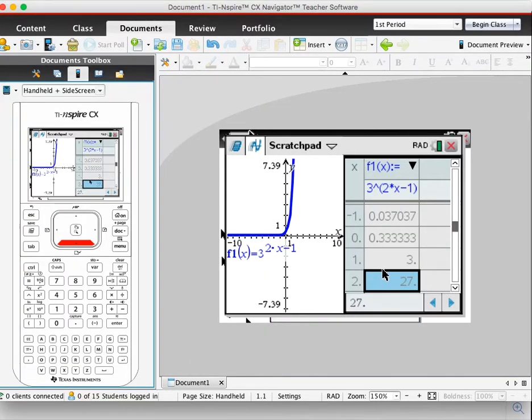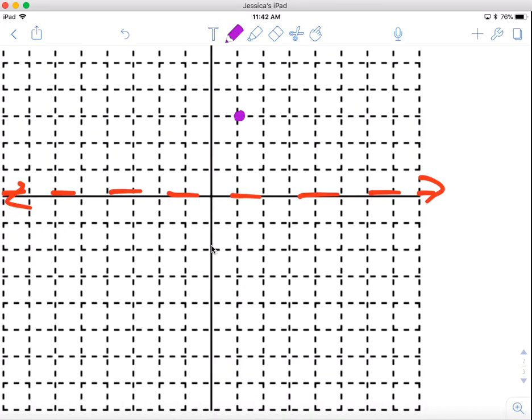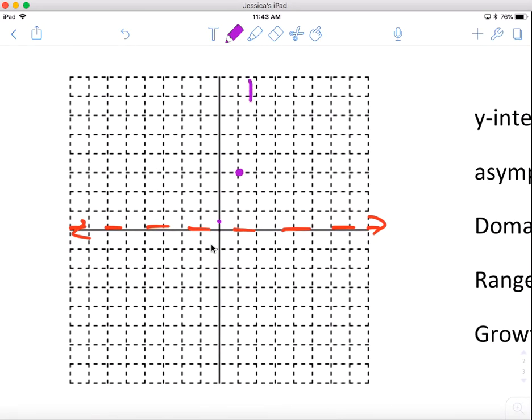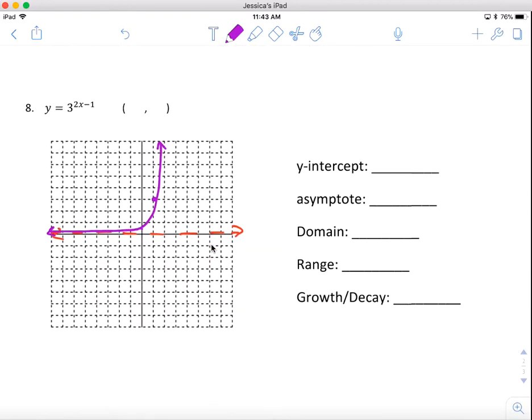So the first point I'm going to plot is 1, 3. And then I have 2, 27, which is going to be way off my graph. And 0.333, we can estimate where that would be, just about not quite at halfway through. And then I'm going to get closer and closer and closer to 0, but I'm never going to actually cross. All right, so again, pause the video, try to fill in the blanks to the right, and then we'll check it.